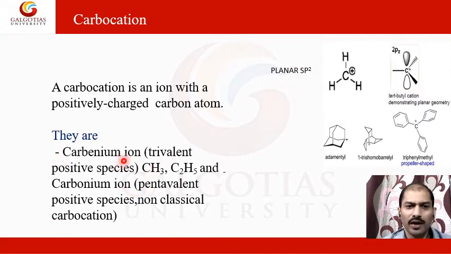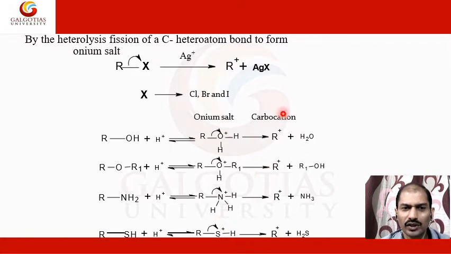These carbonium ions are trivalent positive species like methyl positive, ethyl positive, and also pentavalent positive species. This is the general structure, which looks like here. If you see triphenyl methyl, three different phenyl groups are there, and their hybridization is sp2. There are many more examples showing how the carbocation is formed. These have a very great importance during the course of a reaction. If you see their formation, there are a number of techniques for the formation of these.